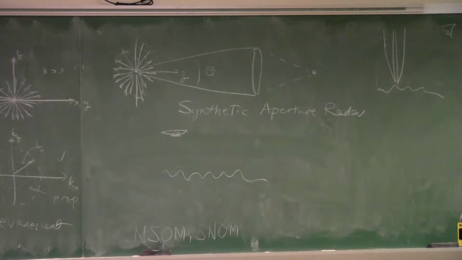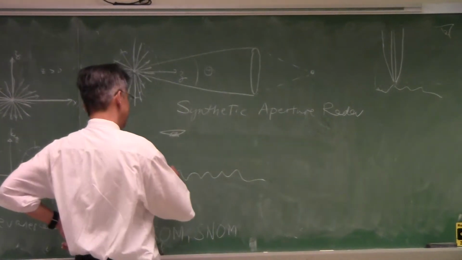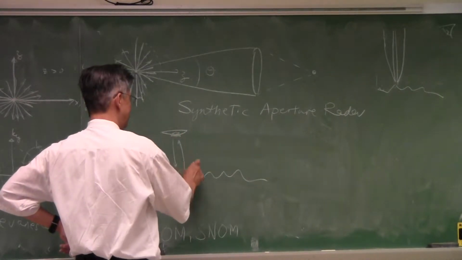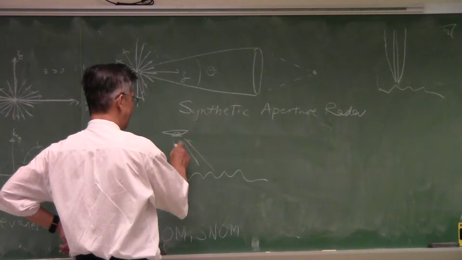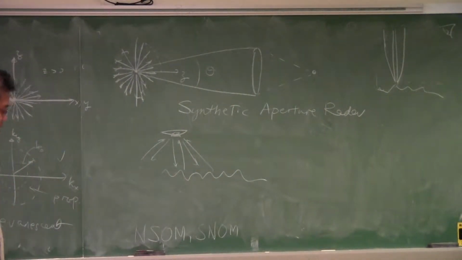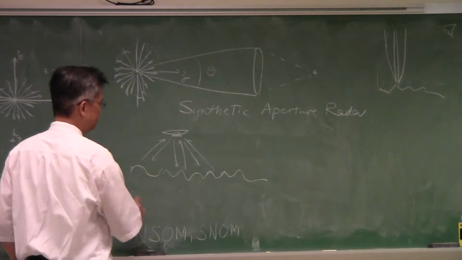Okay, so the antenna, in a sense, you want the antenna to be as large as you can have, because then you can send in a wave, a microwave, and then look for the echo. Send in the microwave, look for the echo. Then this can be thought of as point scatterers from the surface.